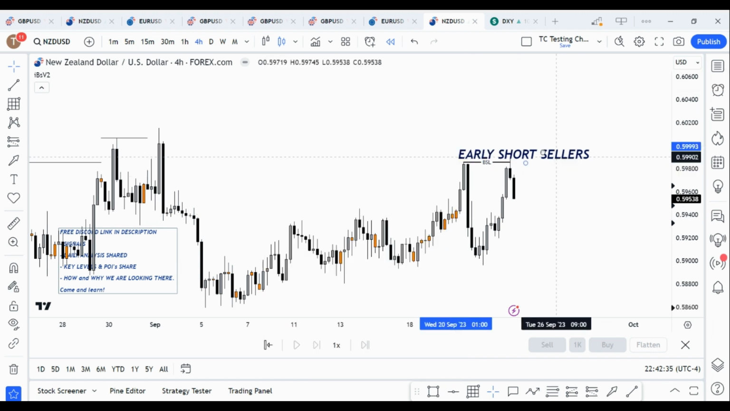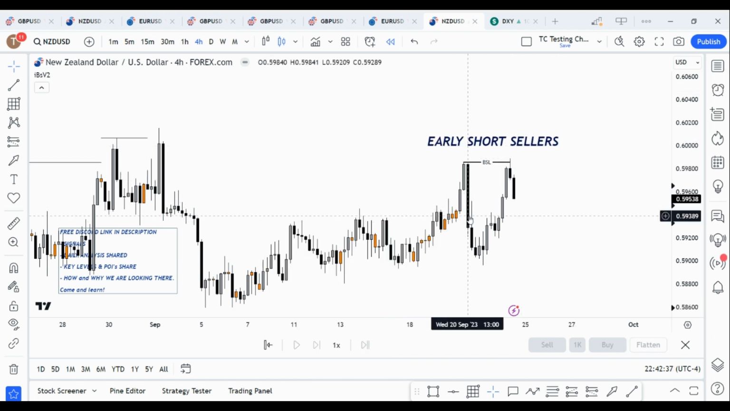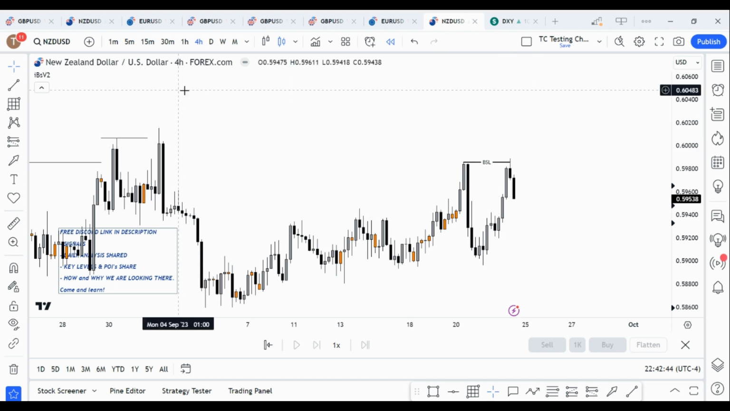So I did end up taking a partial loss. I did close 50% of my position at 5R, and I took a partial loss on the rest of the position.